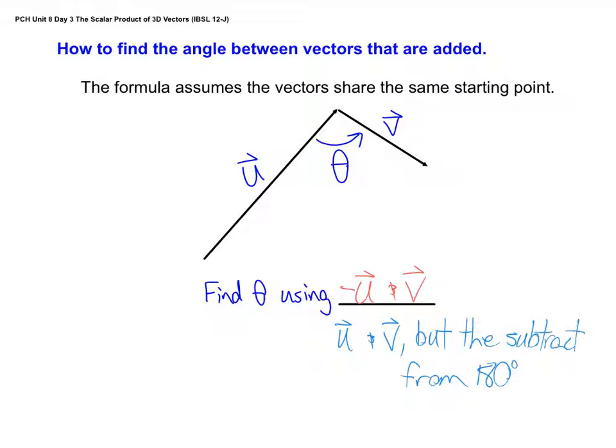That is right. Okay? If you use u and v when they're added together like this, you're going to get the supplement of the angle you're looking for, not the angle. So just subtract it from 180 and you've got it. Okay? What was your question, Evan?